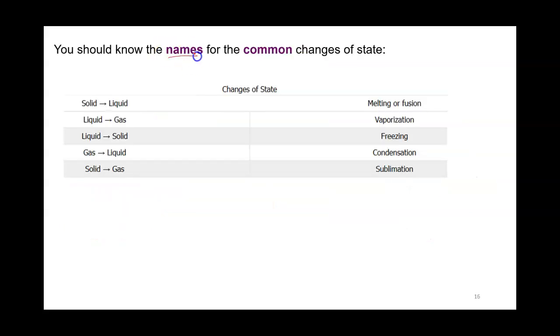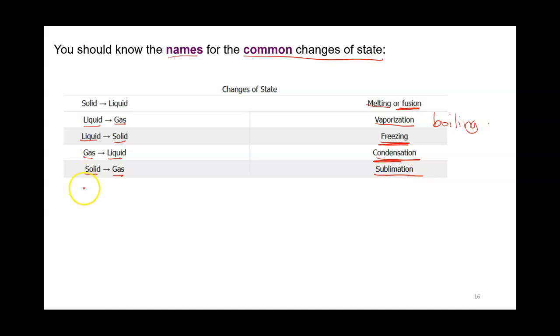You should know the names for the common changes of state. So a solid becoming a liquid, we call that melting, or sometimes fusion. A liquid becoming a gas, we call that vaporization, or sometimes people will call it boiling. When a liquid becomes a solid, I only know of one name for this, we call it freezing. When a gas becomes a liquid, we call it condensation. And when a solid becomes a gas without going through the liquid state, we call it sublimation.